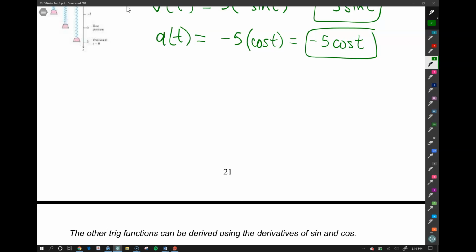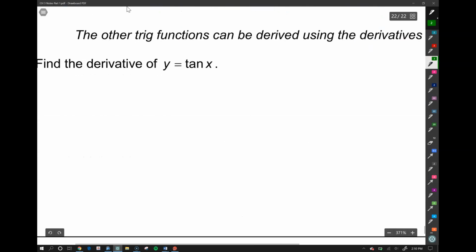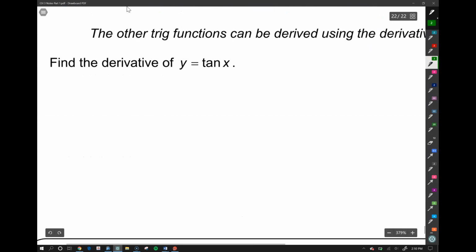Derivative of sine, go. Derivative of sine? Cosine. Derivative of cosine? Negative sine. Cool. Wait, what's tangent in terms of sine and cosine? It's sine over cosine. Exactly. Guess what? We're going to find the derivative of tangent. So, ready? Tangent.